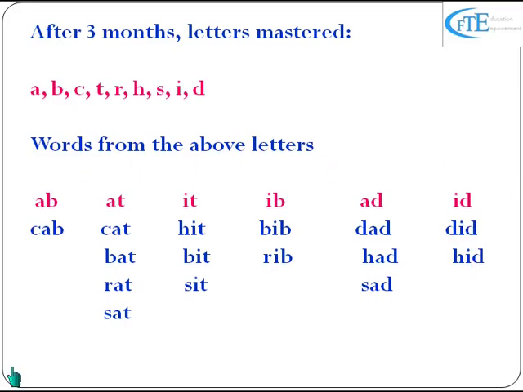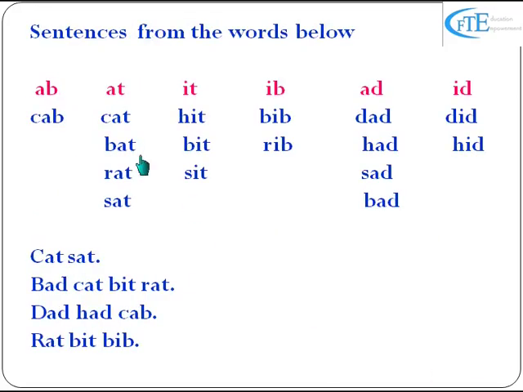So once your child can read these 3-letter words fluently, you can move on to sentence formation. Use these words to make short sentences like this. Here are a few examples: cat sat, bad cat bit rat, dad had cab, rat bit bib.